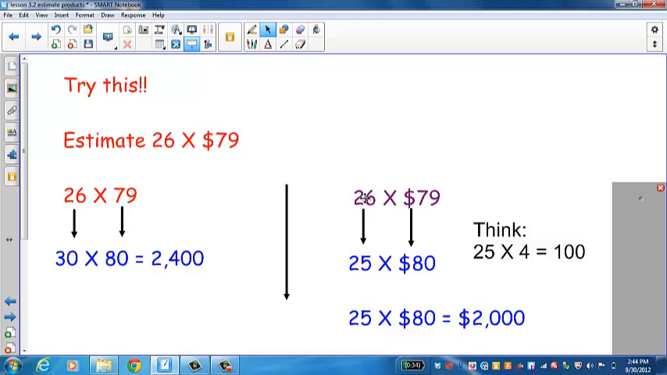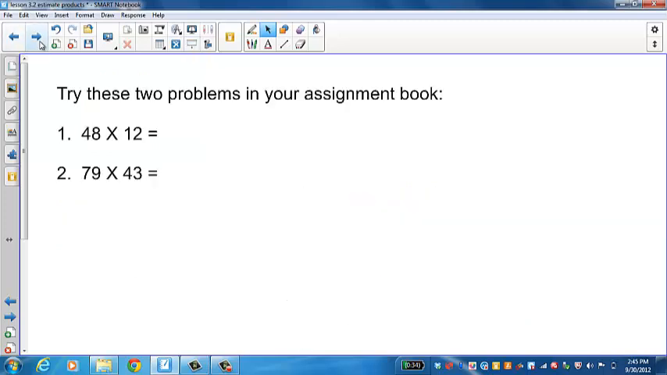Another way that I could have done this is I could have said, okay, I'm going to come up with one of those compatible numbers and round 26 to 25 and multiply 25 times 8. You might be thinking, well, I can't really multiply 25 times 8 very easily. But if you think of 25 as quarters, then you know 25 times 4 is 100 because 4 quarters are in a dollar, and all you have to do is double that. So if 25 times 8 is 200, then 25 times 80 must be 2,000. Notice these answers are different. However, they are estimates, and they are both still pretty close to the same number.